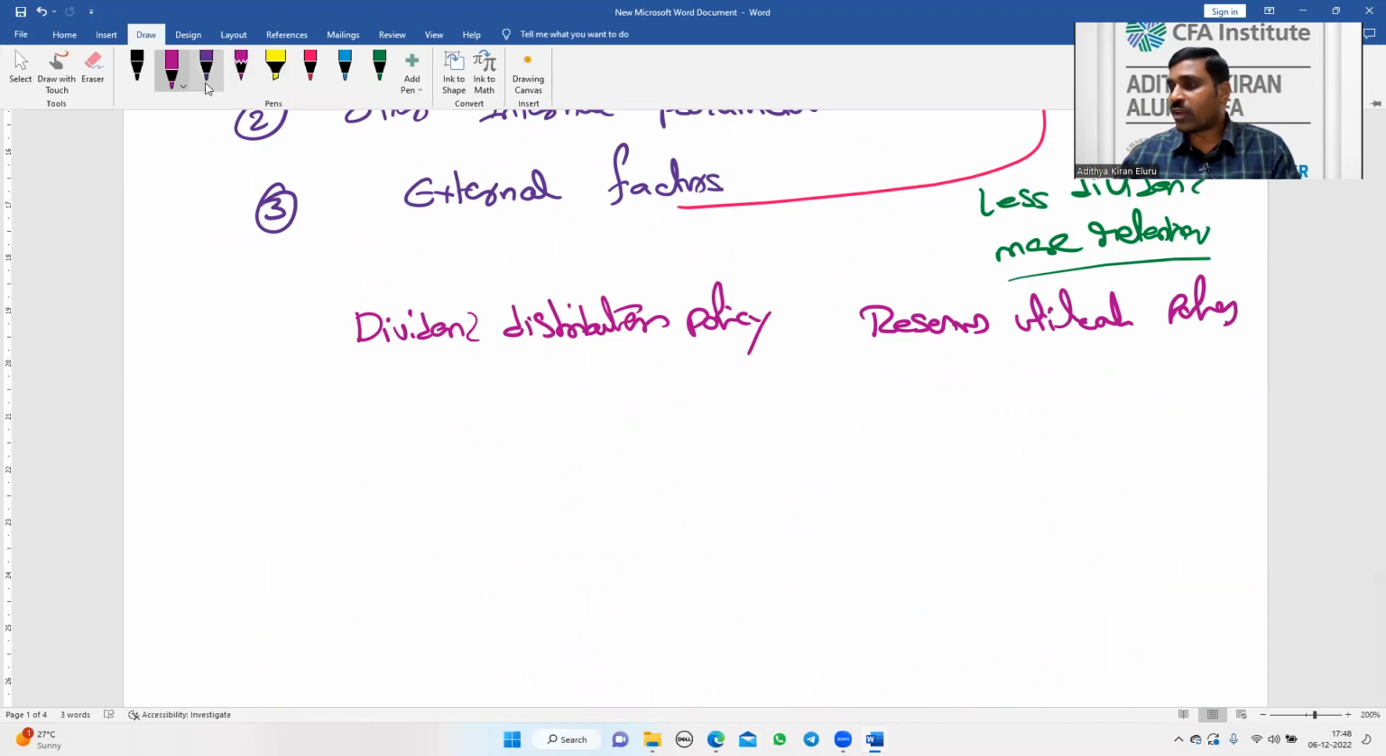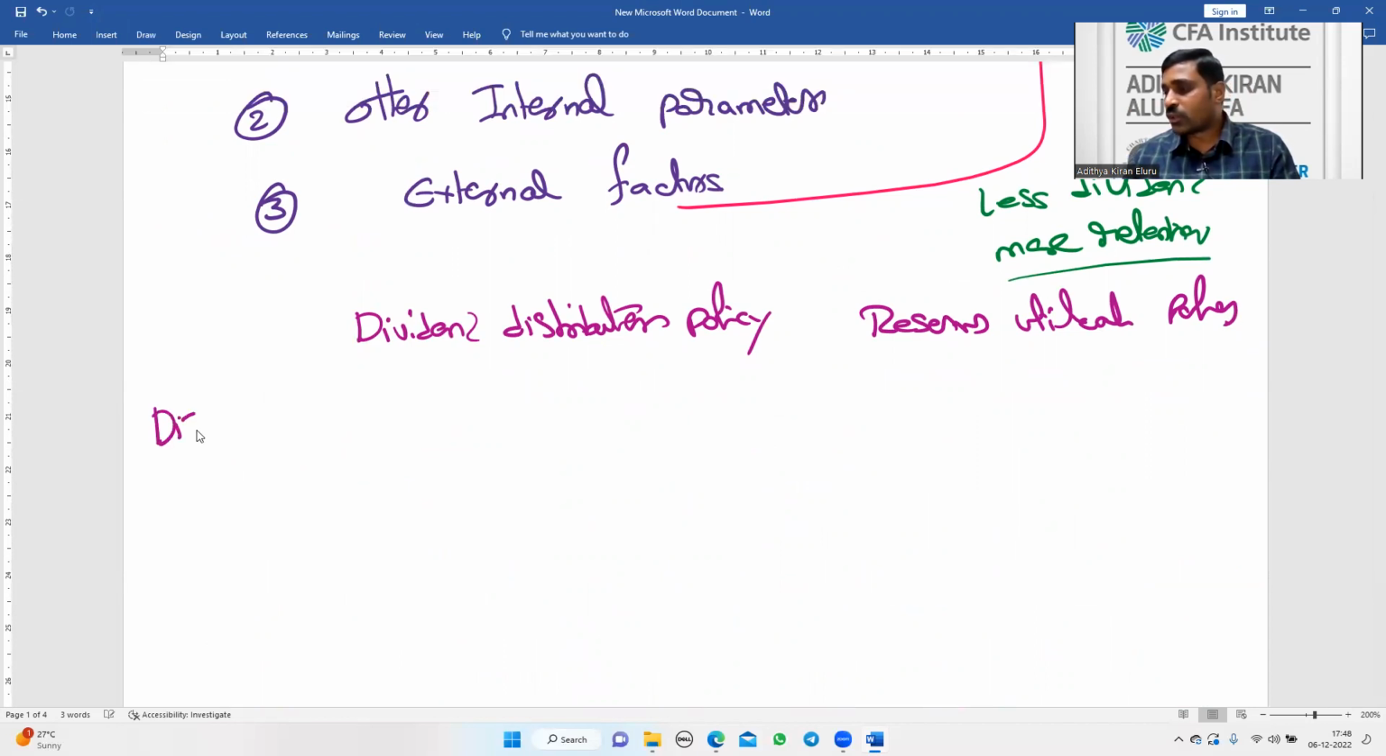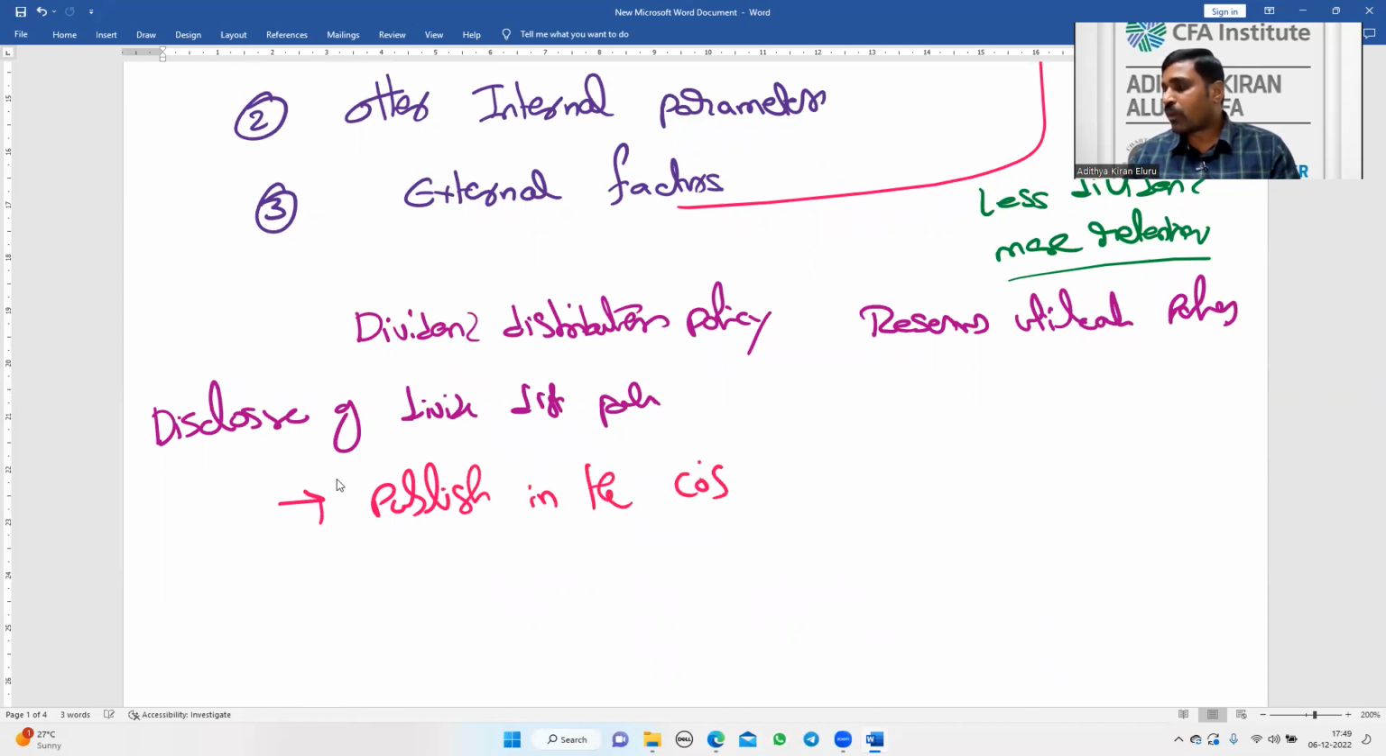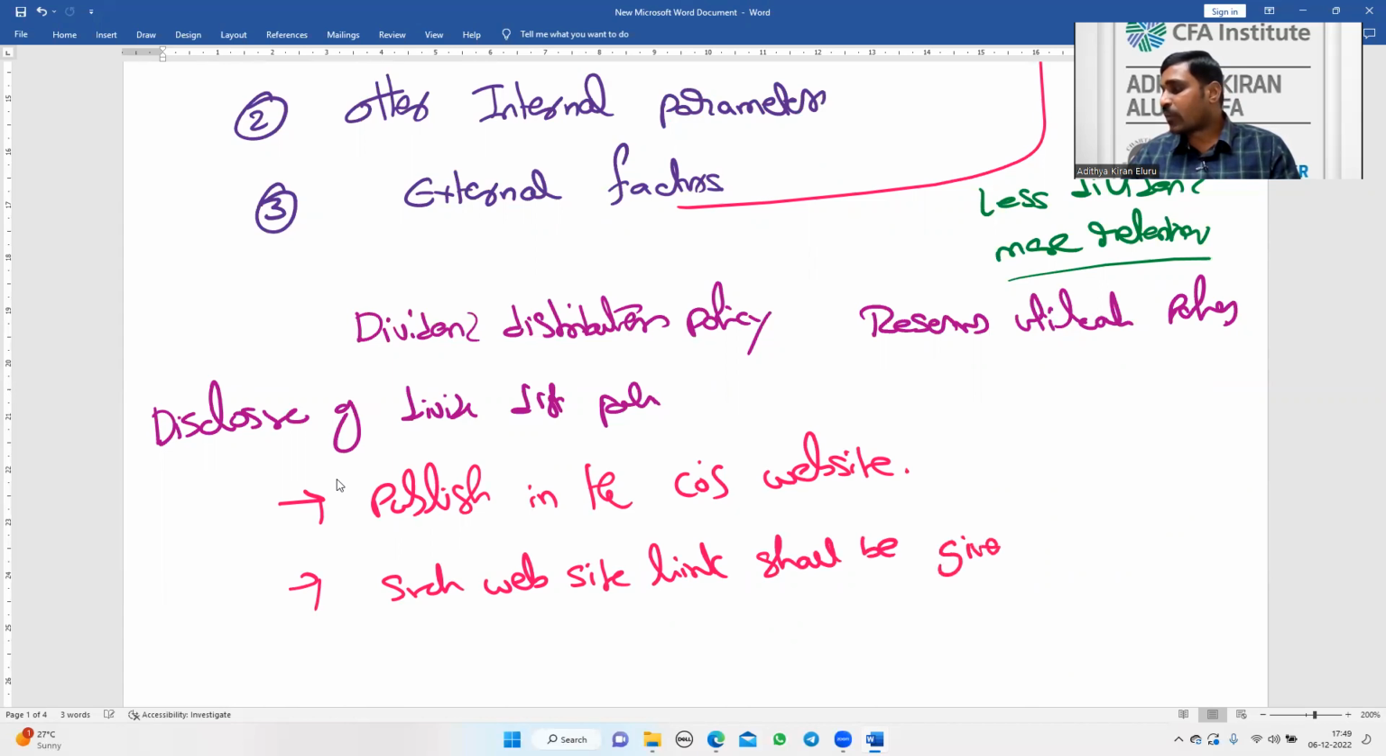Next, disclosure of dividend distribution policy. Where should I disclose the dividend distribution policy? You have to publish it on the company's website, and such website link shall be included in the annual report.